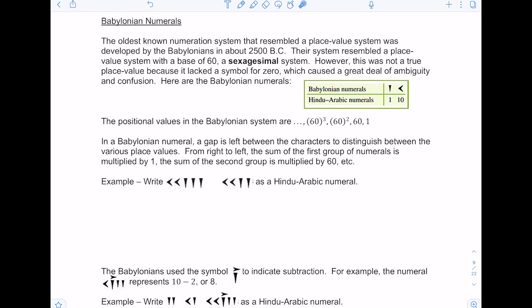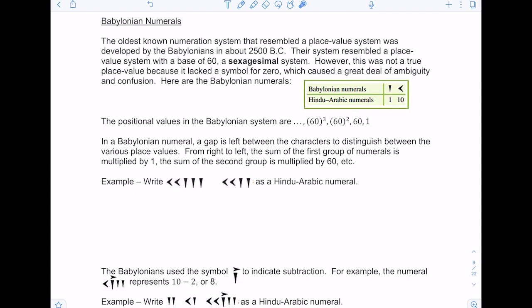In Babylonian numerals, we leave a gap between the characters to distinguish between various place values. From right to left, the sum of the first group of numerals is multiplied by 1, so we would multiply these by 1 here. The sum of the second group is multiplied by 60. And if there was a third group, we would multiply by 60 to the second, and so on.